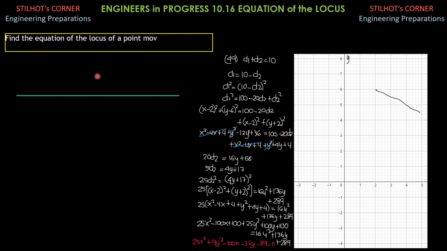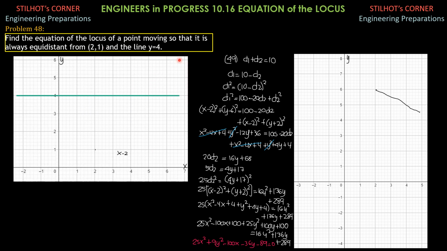This is the problem. Find the equation of the locus of a point moving so that it is always equidistant from the point (2, 1) and the line y = 4. So that I can explain the solution well, let's have the plot of the point and the line, and let's set up the algebraic interpretation of this statement. So we have a point (2, 1), and we have the line. This is (2, 1), and this is the line y = 4, a horizontal line.